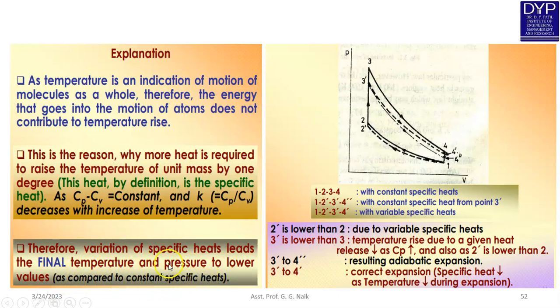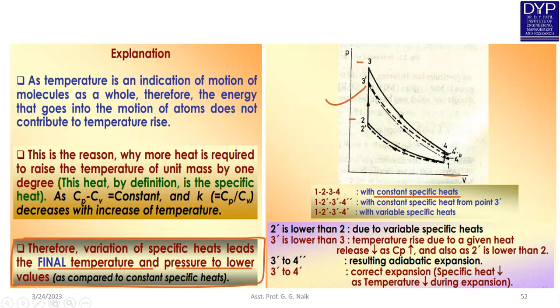So what is happening due to this specific heat variation? This is a very important point. As the specific heat varies with the temperature, whatever final temperature and pressure we get will definitely be reduced values. And what is the effect of this reduced value? You can see in this diagram. The dotted line 1, 2, 3, 4 is with constant specific heats.